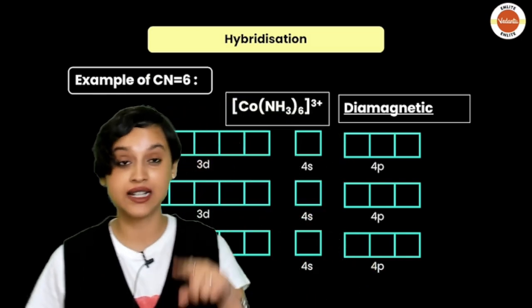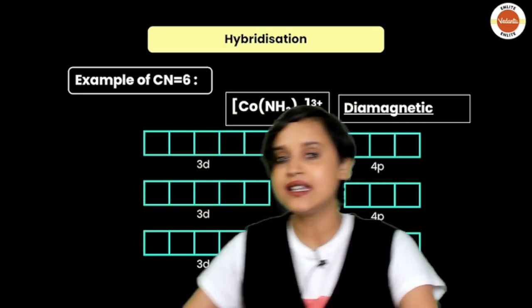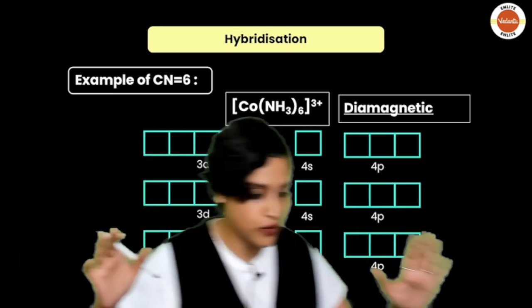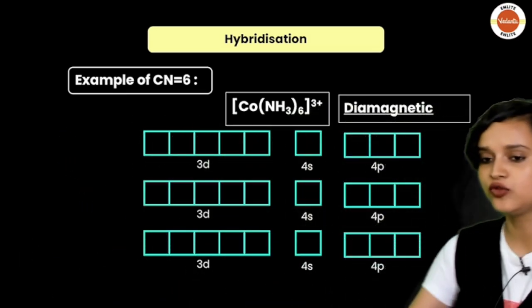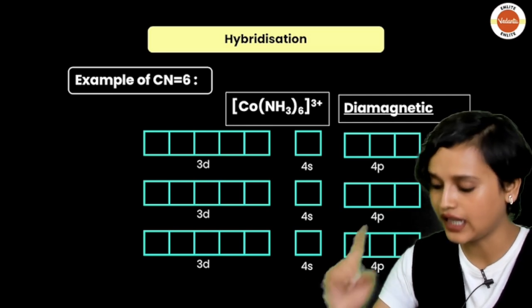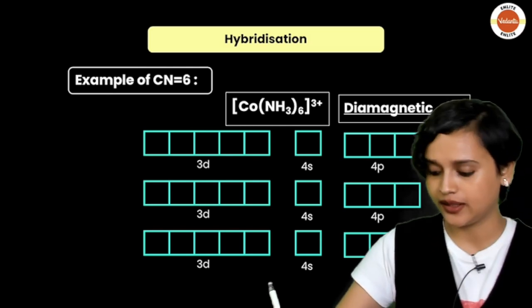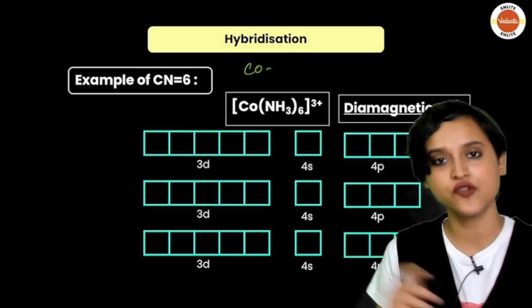Okay, now let's understand what is inner orbital and outer orbital. Acha, so we are taking an example of, which way should I move? Yeah, this way. So, let's take an example of [Co(NH3)6]3+. Listen to me very carefully. Cobalt. What is the atomic number of cobalt?